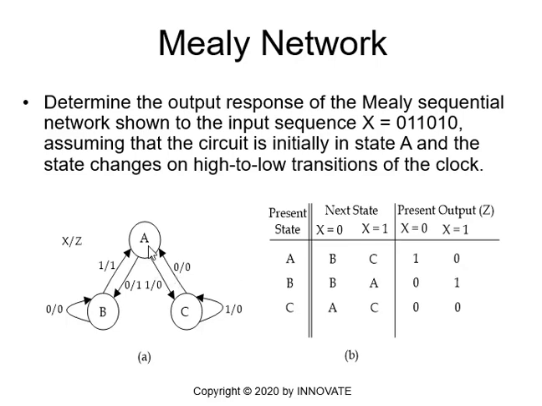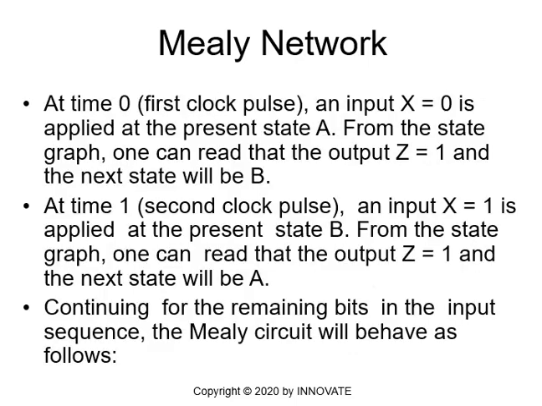So if I'm in state A from the state graph, and the input is 0, I will go to state B and the output is 1. If I'm in state B and the input is 1, I will go to state A and the output is 1. And if I'm in A and the input is 1, I will go to state C and the output is 0. And so on and so forth. So I will complete the sequence and find the corresponding output for each corresponding input. So we can generate a table, as we will see shortly.